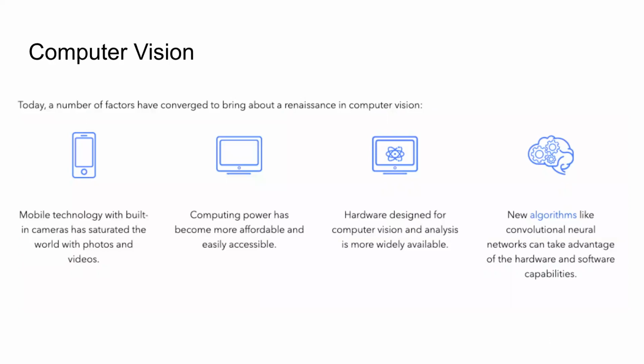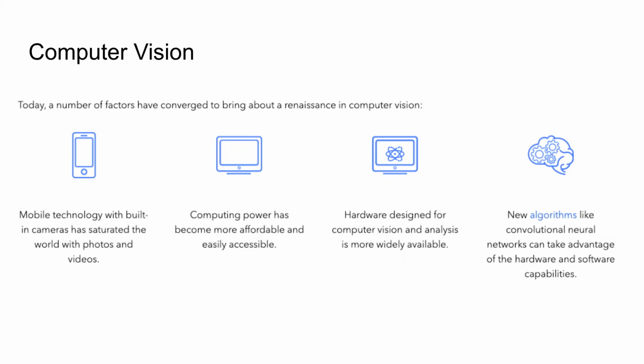Today, a number of factors have converged to bring about a renaissance in computer vision. Mobile technology with built-in cameras has saturated the world with photos and videos. Computing power has become more affordable and easily accessible. Hardware designed for computer vision and analysis is more widely available. New algorithms like convolutional neural networks can take advantage of the hardware and software capabilities. The effects of these advances on the computer vision field have been astounding.